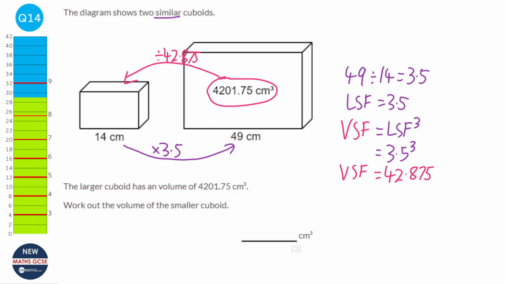And so on our calculator, we're going to do 4,201.75 divided by the 42.875, and we get the answer 98.